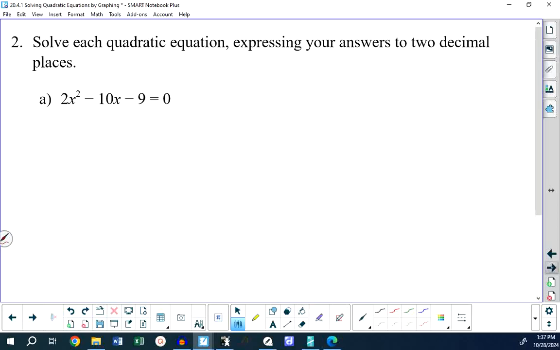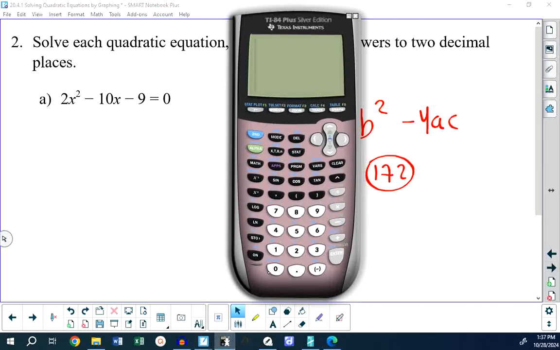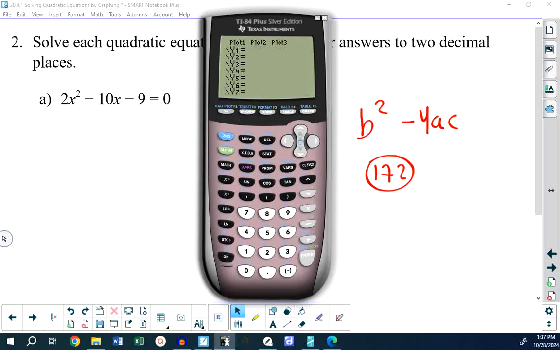Let's solve... Well, while we're on the b squared minus 4ac kick, why don't we calculate b squared minus 4ac here? Wrong, I could tell immediately. Okay, let's solve this equation. Okay, what do we got here? 2x squared minus 10x minus 9.